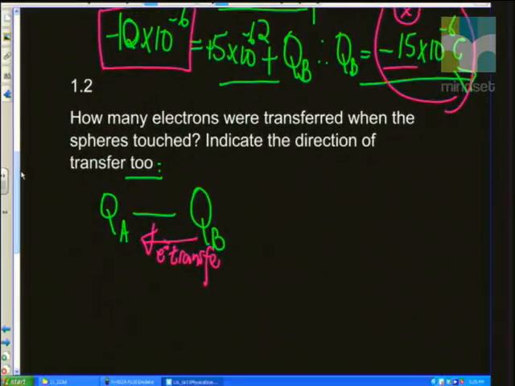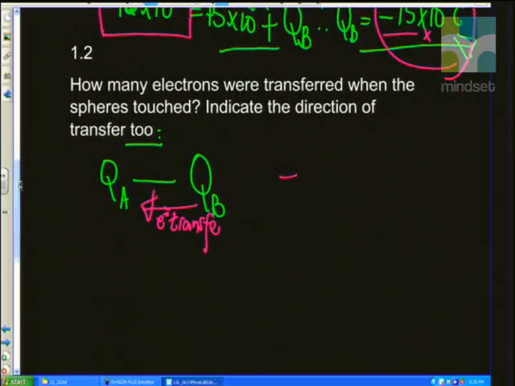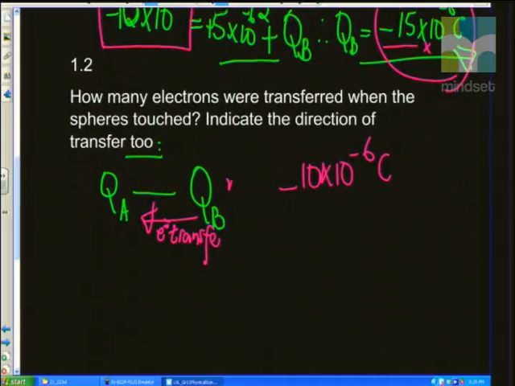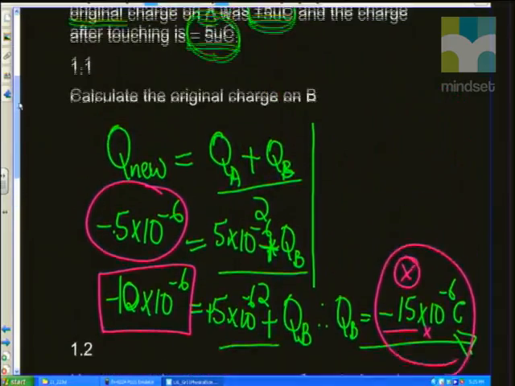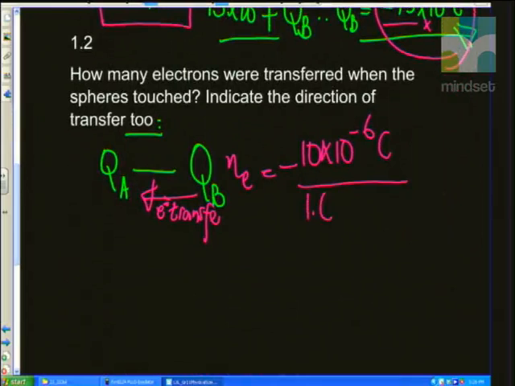The difference between the original charge and this charge here is going to be minus 10 by 10 to the power minus 6 coulombs. And if we want to know the number of electrons, it will be equal to the amount of charge that has been transferred, which we found to be 10. So we divide this by the charge on an electron, which is minus 1.6 by 10 to the power minus 19. And that should give us the number of electrons.